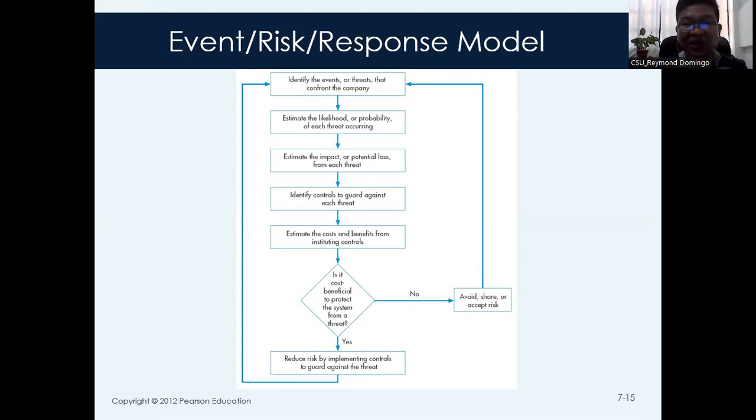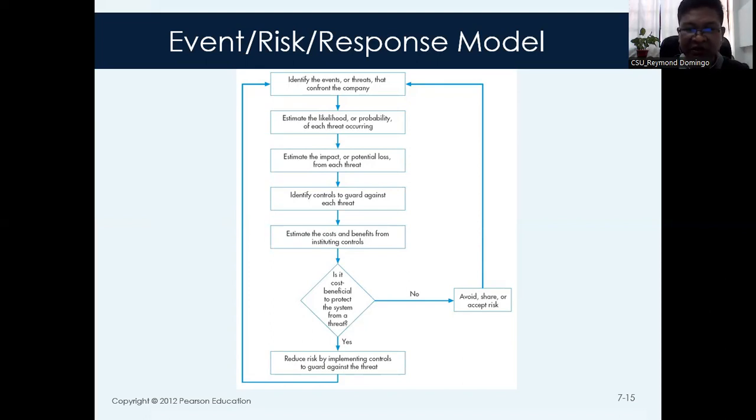Okay? After that, we are going to identify controls to guard against each threat. Okay? So anong gagawin natin? Mag-invest ako, papagandahin ko yung building ko. Meron dapat yung structure na may third floor, fourth floor para at least doon ako maglagay, para kung magkaroon man ng baha, safe pa rin yung mga computers ko or yung second floor at saka third floor. Pwede kong gamitin yon. Next, we have to estimate the cost and benefit from instituting controls, kasi dapat the cost should not be higher than the benefit natin.